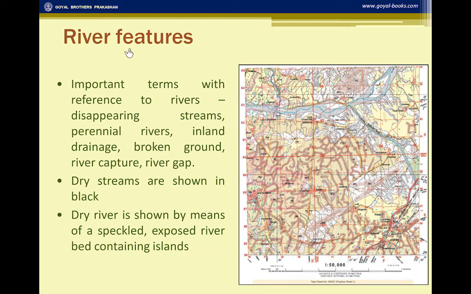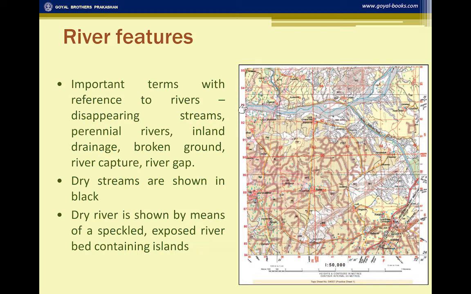Now, the various features connected with river are many. Many questions are asked on the basis of the features connected with river. First of all, let us see. This river is dry. How can you be sure? Because you can see the river bed speculated with black dots. It shows that the river bed is exposed.